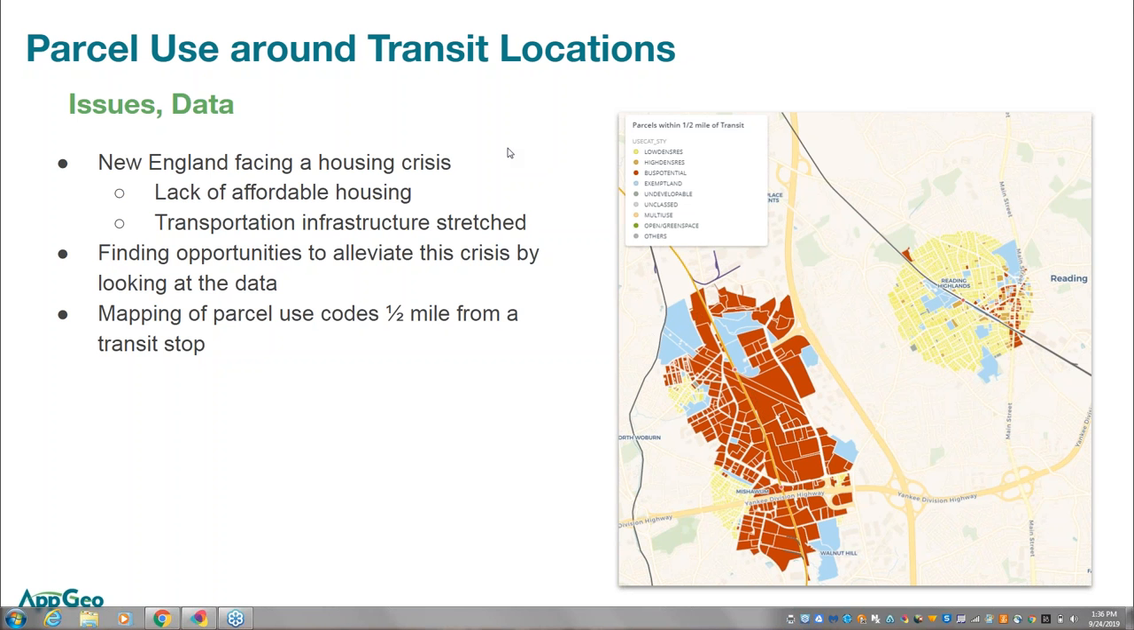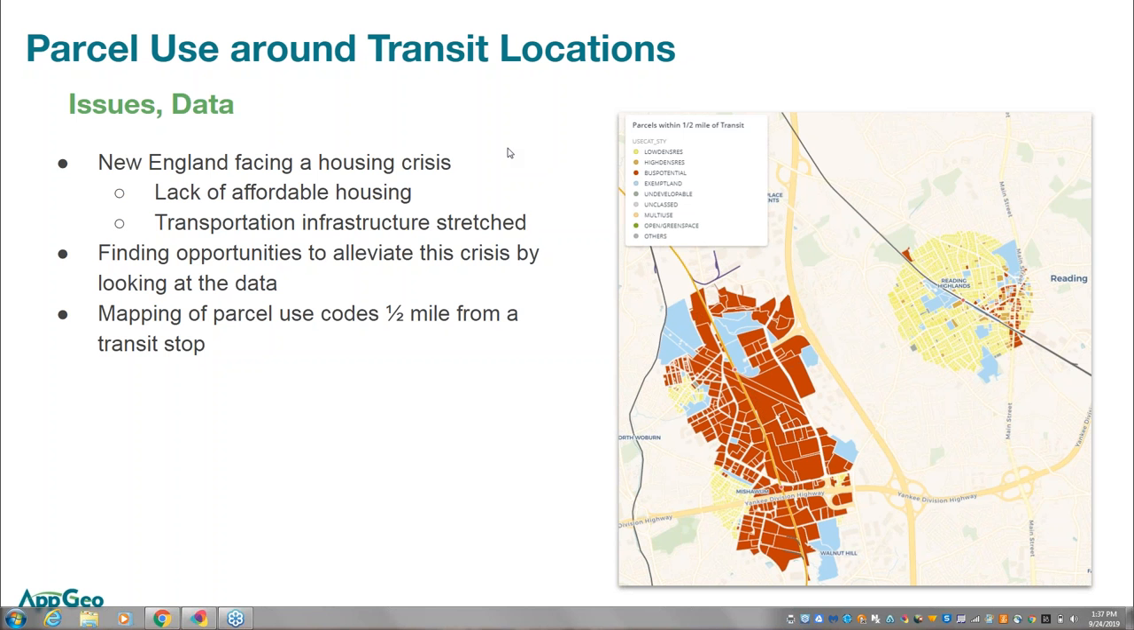And there's a need to increase housing close to existing transit and conversely explore business opportunities around transit away from Boston, where costs are high and the traffic is an issue. We've been looking at some work that has been done by the Mass Housing Partnership's Center for Housing Data and have a different tool to visualize the data. This is kind of going back to the Carto tool that both David and Michelle have been using. And so we mapped parcel use codes around a half a mile from a transit stop to look at patterns and answer some of these questions.